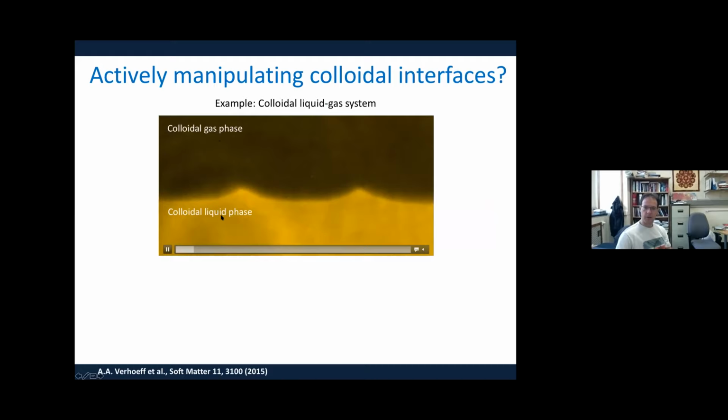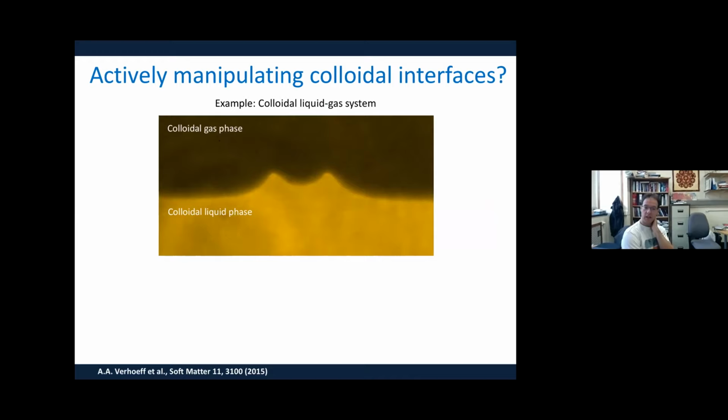but this is not a colloidal liquid crystalline system. This is a phase-separated colloid polymer mixture. So we have a colloidal liquid phase, the bright phase at the bottom, and we have a black phase, which is the colloidal gas phase at the top. And as you can see in the movie, we have two laser spots here, and one here. And we're actually actively lifting the liquid phase with a laser tweezer.